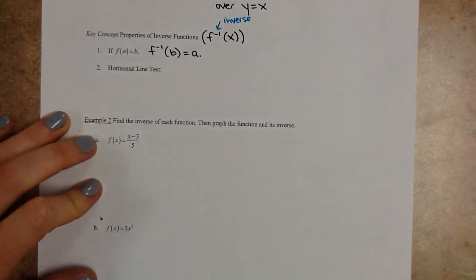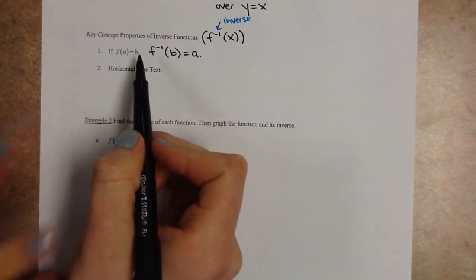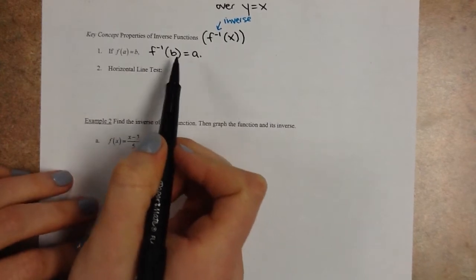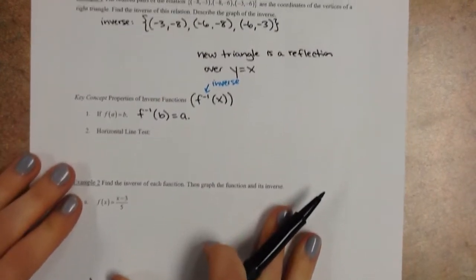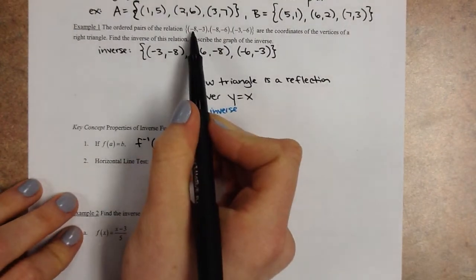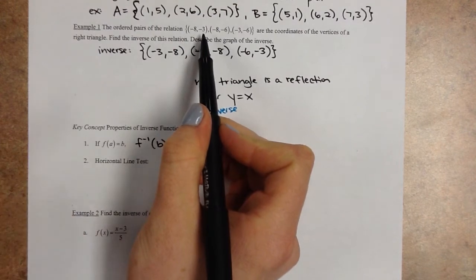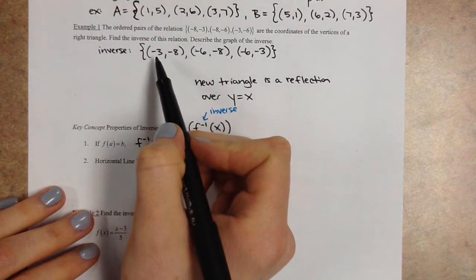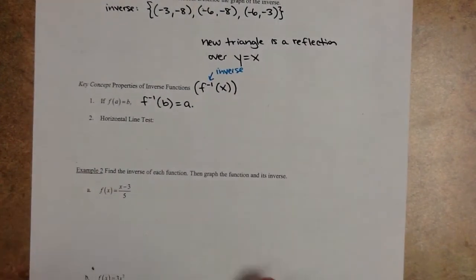So we already talked about how the points just swap. This means if you plug a into the original function, you get b. So if we're swapping the points, this should make sense. That means I can plug b into the inverse function and I get a. Let's look at this comparison up here. So here, for instance, if I plug -8 into my original function, I get -3. So I should be able to swap them and say, all right, if I plug -3 into my inverse function, I get -8. So that's what this first property means.